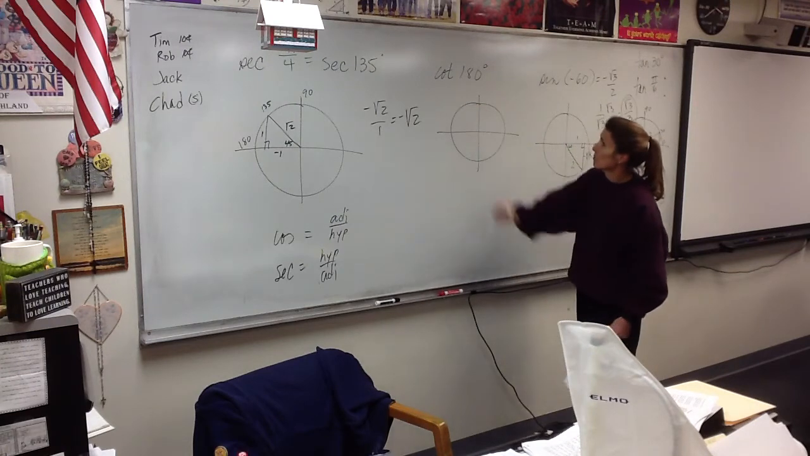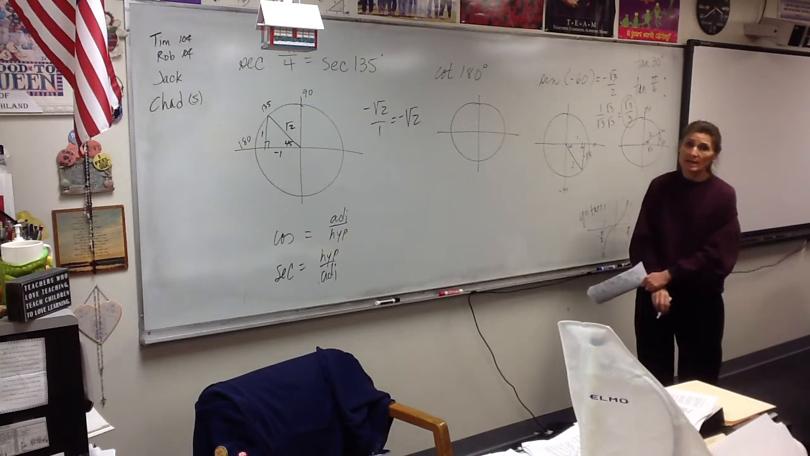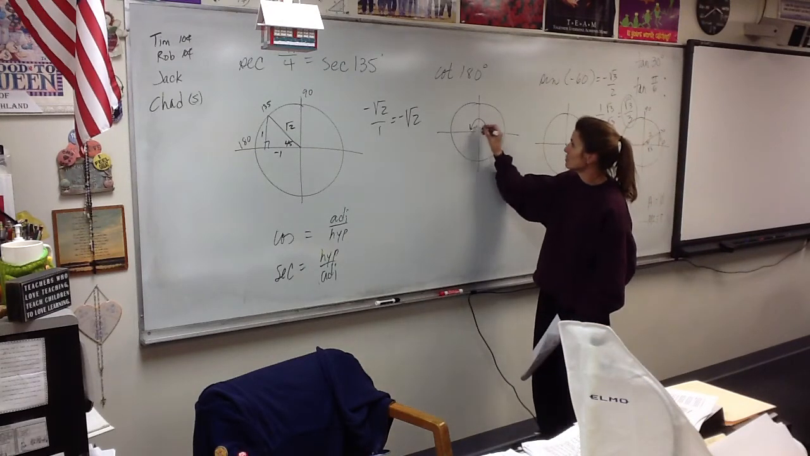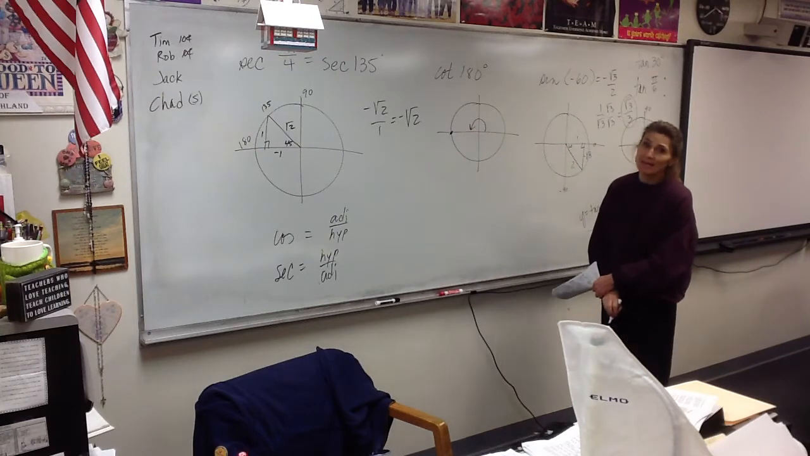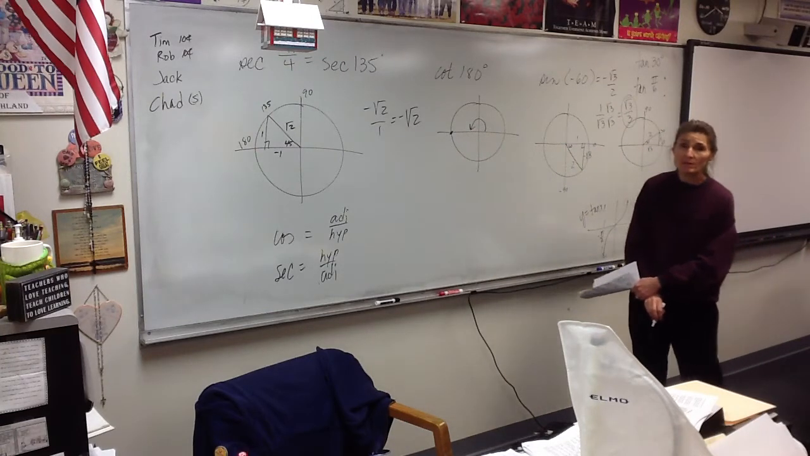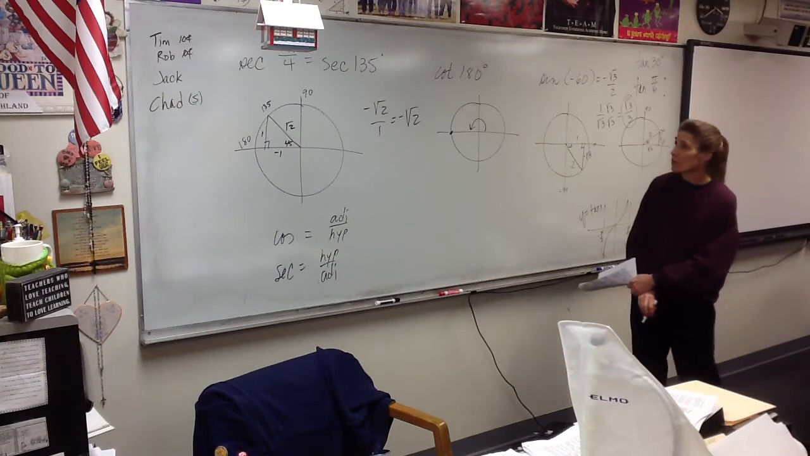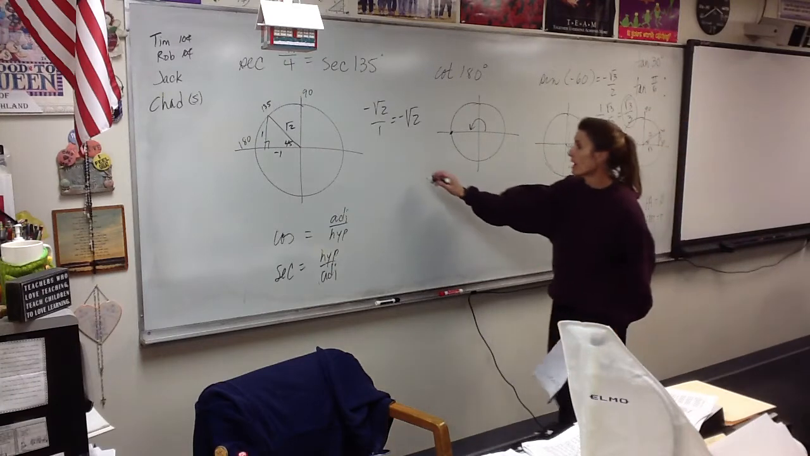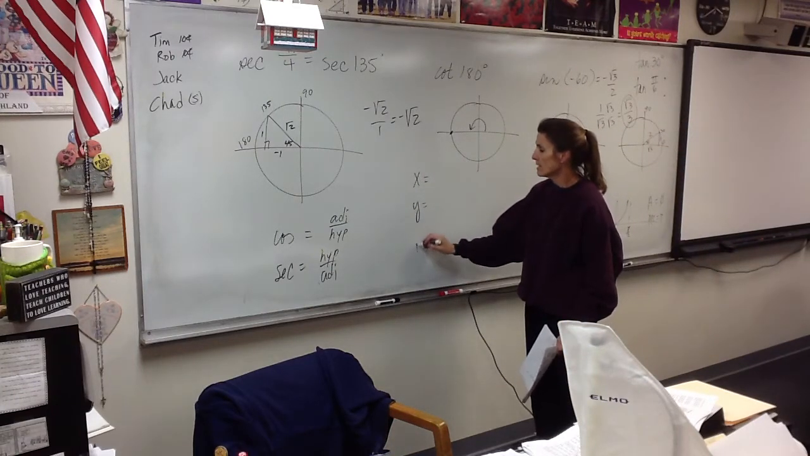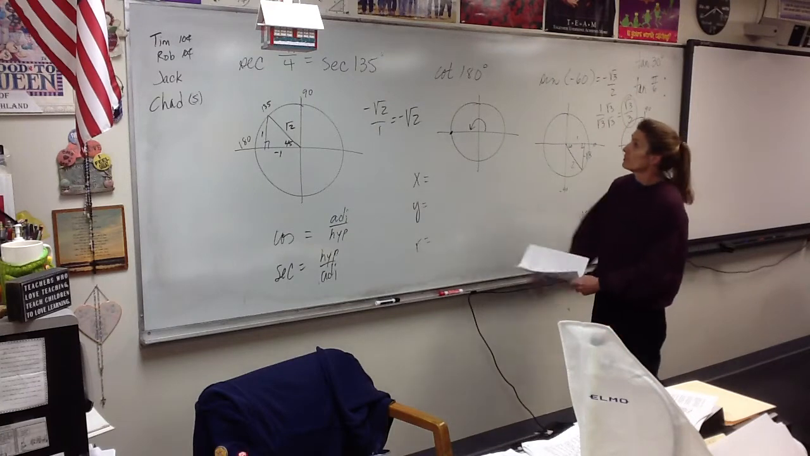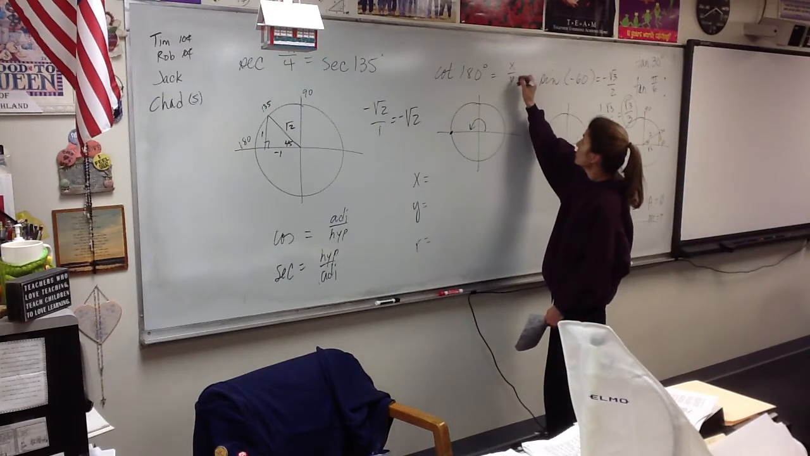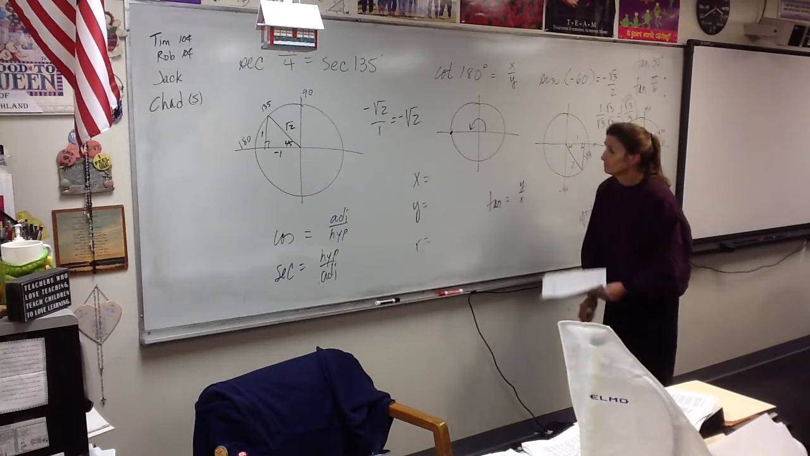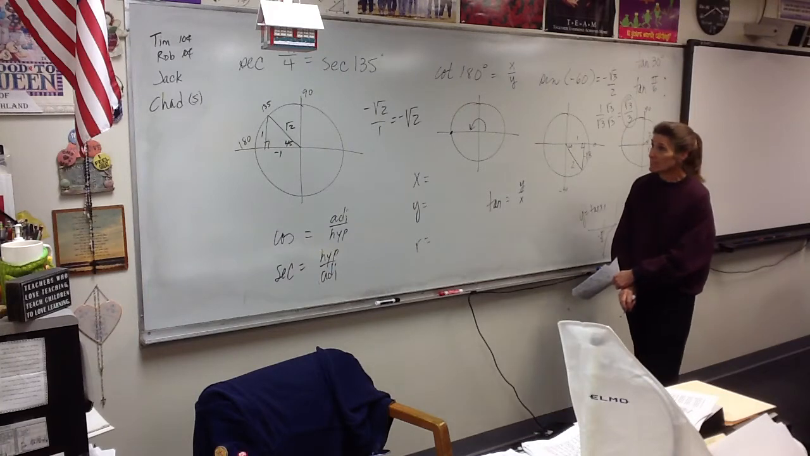And finally, the last problem is the cotangent of 180. 180 is very special. 180 is right here. It is on an axis. Remember, when the angle is on an axis, we cannot build a triangle. Instead, we need to figure out our x, y, and r values. The cotangent will be x over y, because tangent is y over x. So I need to figure these out.